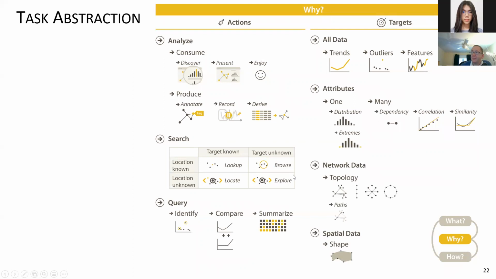Okay. And then we also have different kinds of data. So what's the target of our action? Is it the data itself? Is it a particular attribute? Is it how things are connected? Is it spatial data? This is all based on the kind of data that we actually have, and that determines the task.